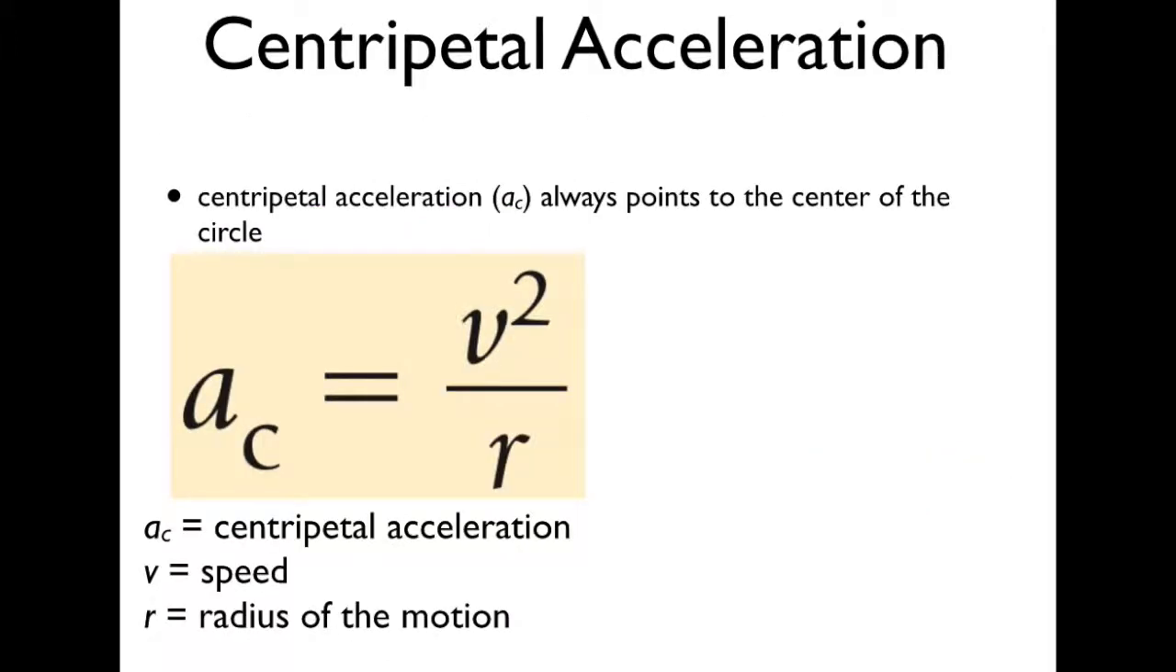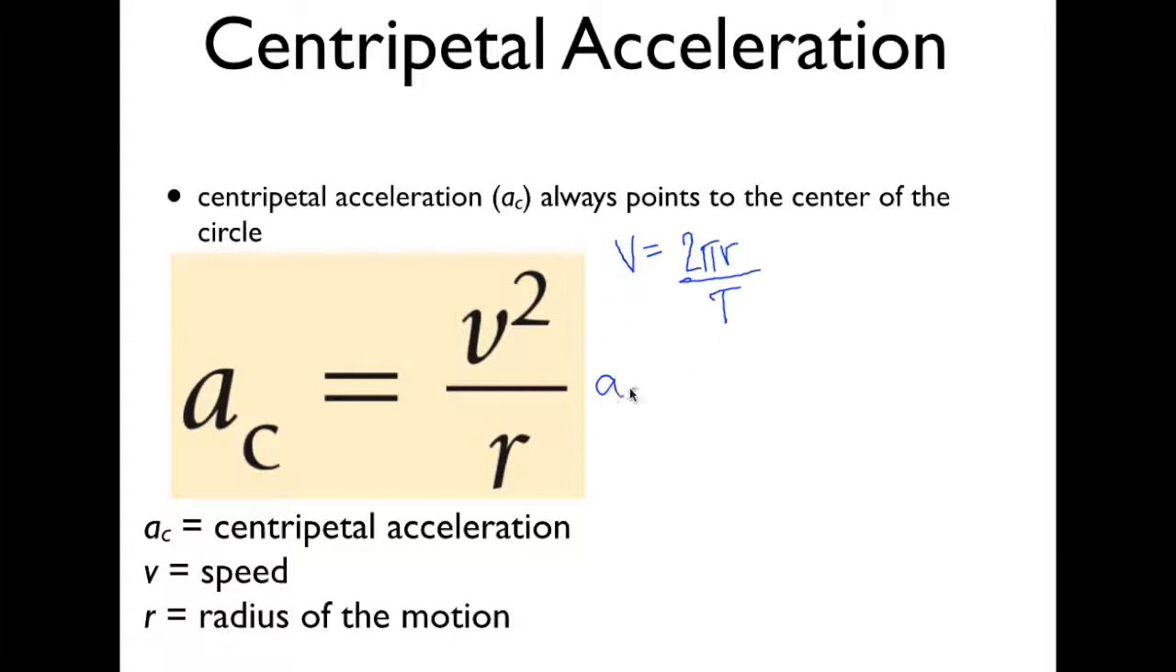Now, since we're always accelerating when we're moving in a circle, we can actually calculate this centripetal acceleration, and that is your centripetal acceleration is equal to your velocity squared divided by r. Now, when you're doing these problems, your velocity is equal to 2 pi r divided by T.